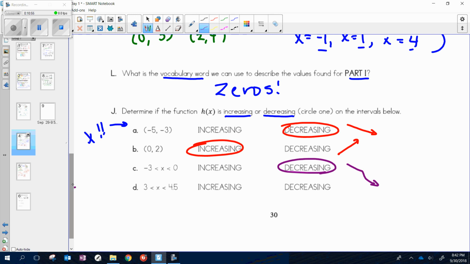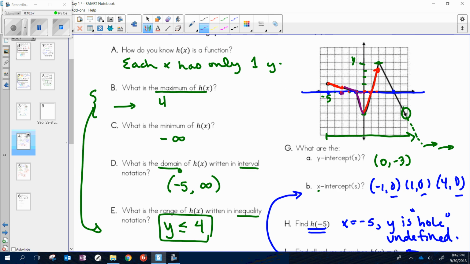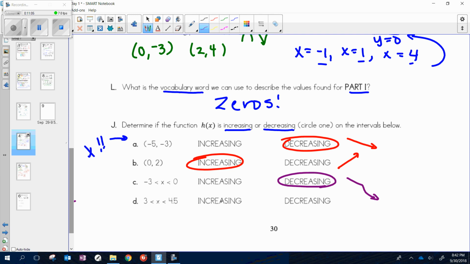And then from 3 to 4.5, this graph is here, and to 4.5, it is definitely decreasing. It is going downhill. All right, that's about it for this video. Thank you for joining me.